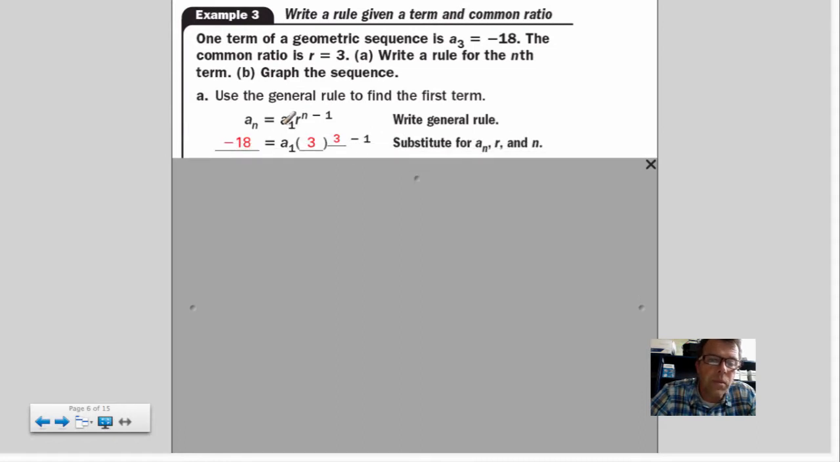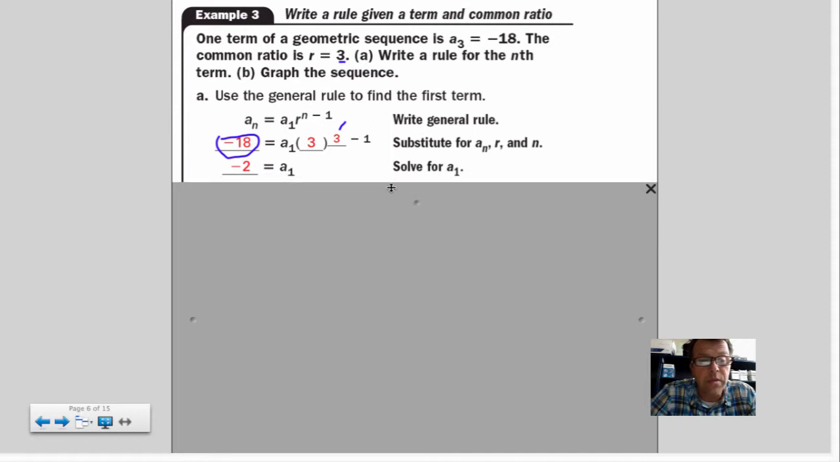So a sub 1 is the unknown. We know that the ratio is 3. They told us that. And we know that the third term, n is 3, is -18. So again, sometimes a little tricky for folks to realize this is the third term, and n would be 3. And then you should say, no problem. I can solve this algebraically, right?